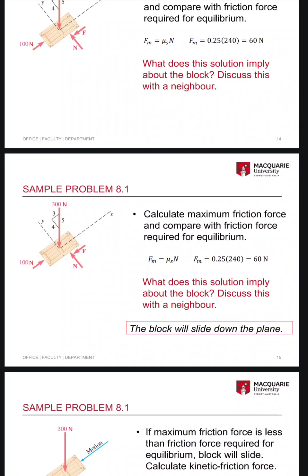Calculate maximum friction force and compare with friction force required for equilibrium. Maximum equals mu s N equals 60. What does this solution imply? The block will slide down the plane. Okay, cool.